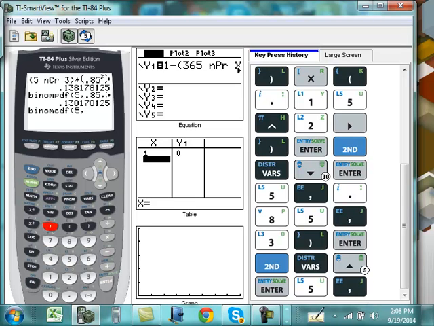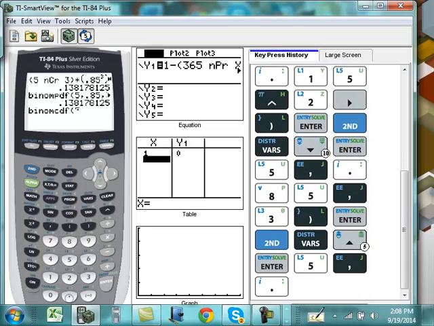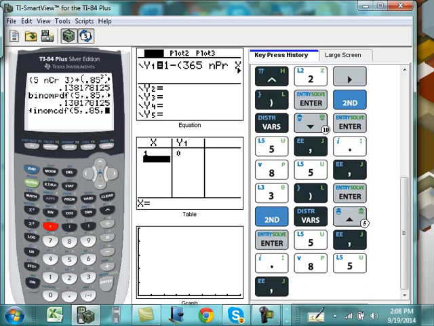First number is the number of trials. Second number is the probability of a success, which is 0.85 in this example here. And the third number is the highest number of successes, less than or equal to, right? You want to calculate the probability for.